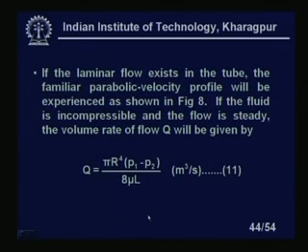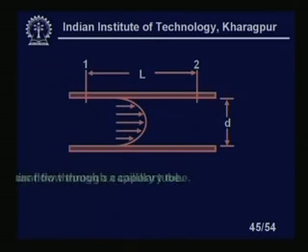If laminar flow exists in the tube, the familiar parabolic velocity profile will be experienced as shown in figure 8, and if the fluid is incompressible and the flow is steady, the volume rate of flow Q will be given by Q equal to pi r to the power 4 (P1 minus P2) by 8 mu L, that is in meter cube per second, right.